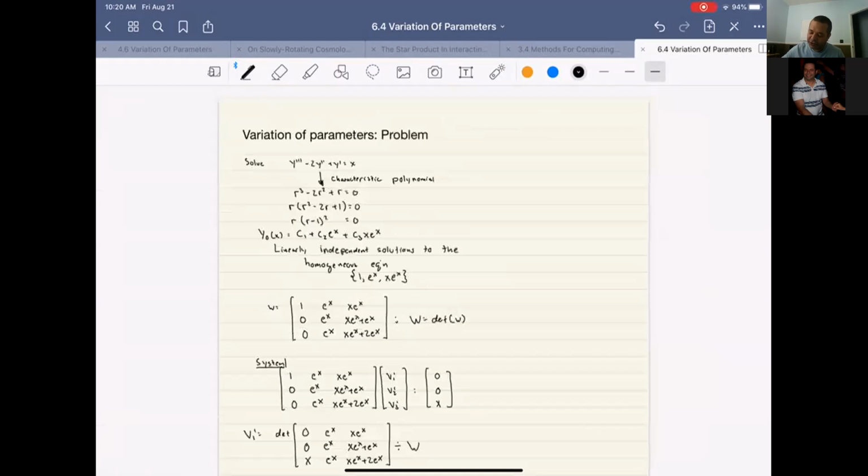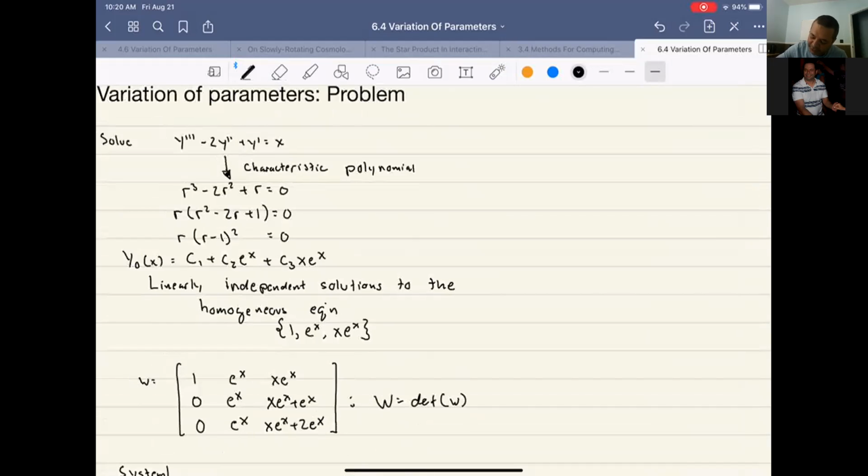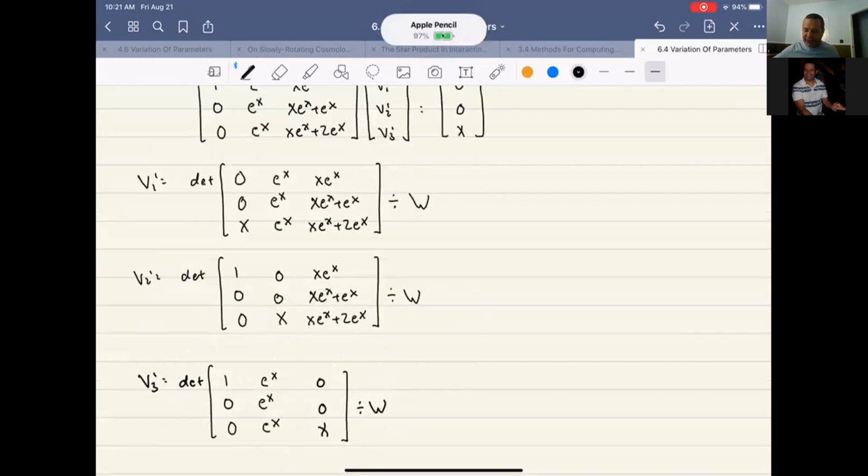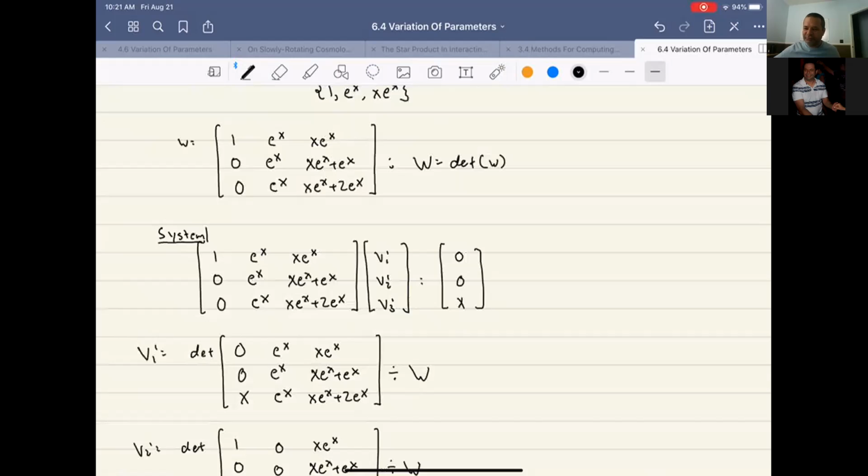Now, our actual solution, the particular solution, is going to be yp of x equals v1 of x, y1 of x, plus v2 of x, y2 of x, plus v3 of x, y3 of x. Okay, so let's go ahead and move over to Sage now. Okay, so you have everything written down? All right, I'm going to change the screen now.